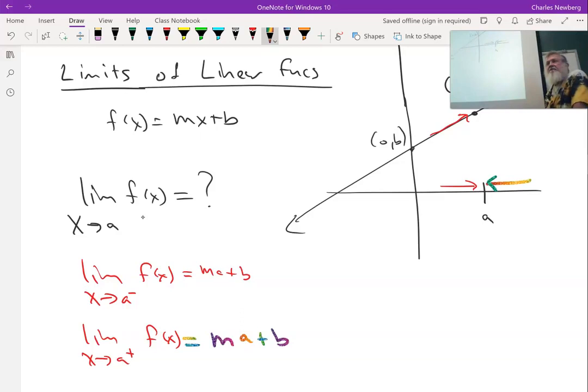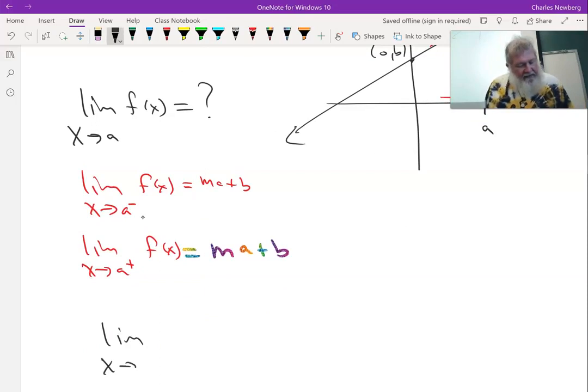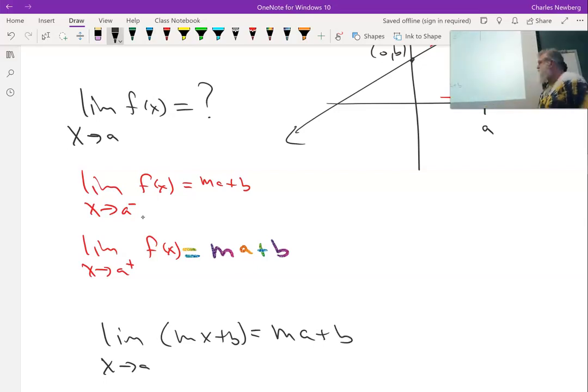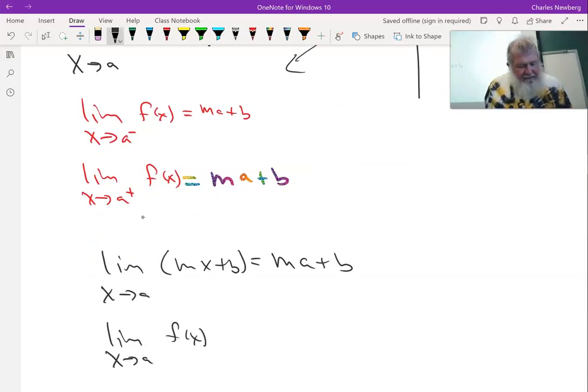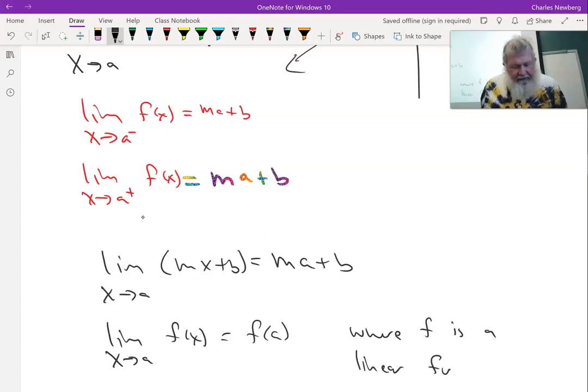Now, is MA plus B equal to MA plus B? Are those one-sided limits equal? They are. So what does that say? That says the limit as x approaches a of mx plus b equals ma plus b. Let you get that copied down, and then we'll put a term to it. Or we could say the limit as x approaches a of f of x equals f of a, where f is a linear function.